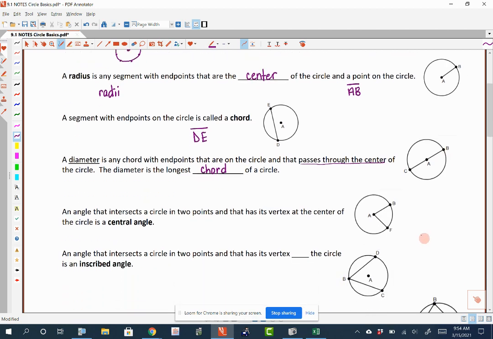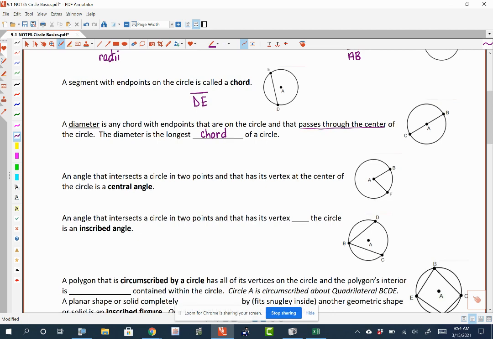All right, let's talk about some angles. It says an angle that intersects a circle in 2 points and that has its vertex at the center of a circle is called a central angle. So let's look at this picture here. So we have to have a center of our circle, and an angle we know consists of 2 sides. So here we have 2 sides. And if the vertex of that angle is the center, we call this angle the central angle. And if we were labeling this with our notation, we have our angle marking. And remember that angle vertex has to be the third or the middle of those 3 letters. Or we could go backwards.